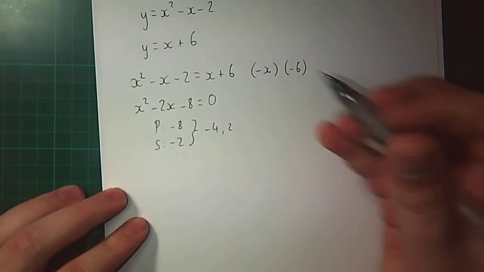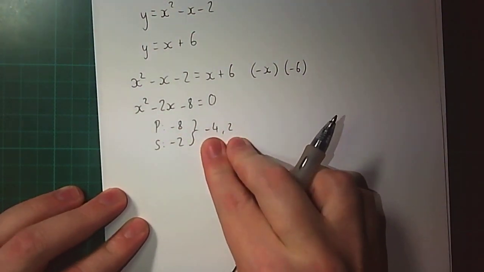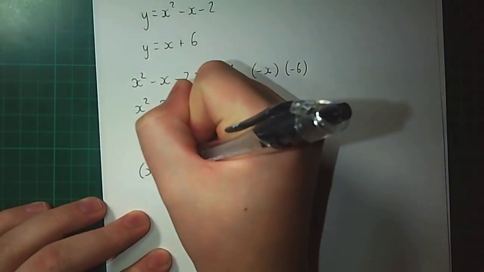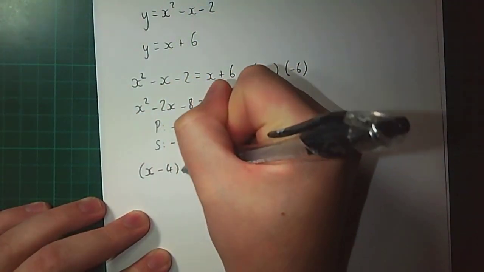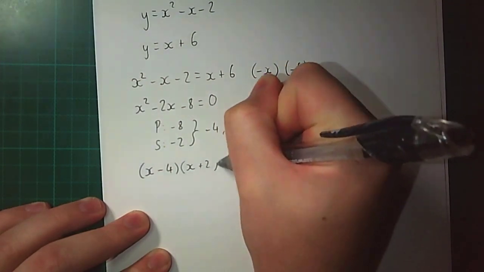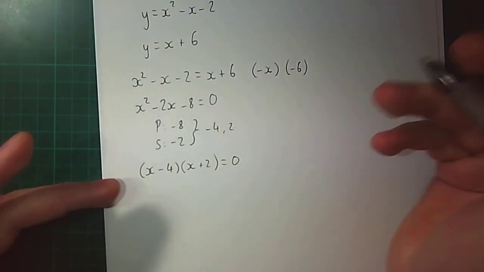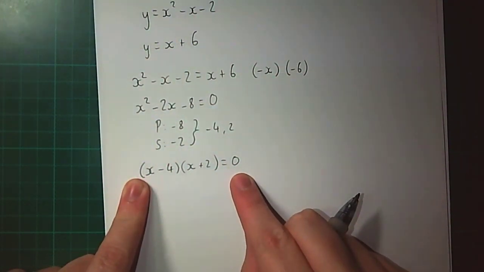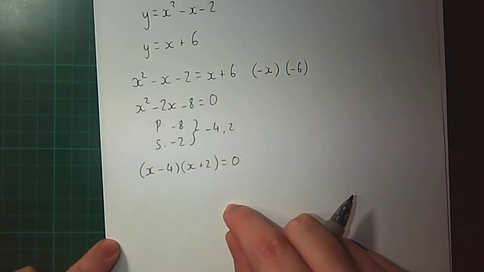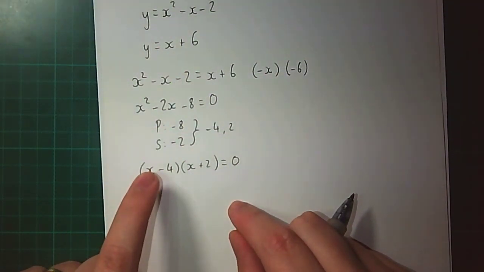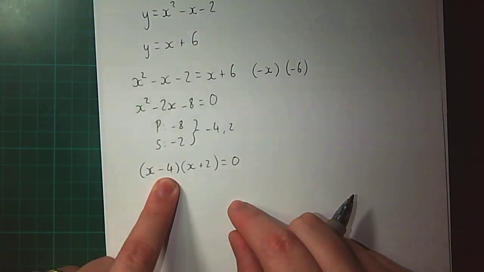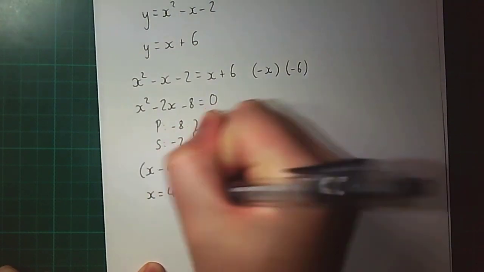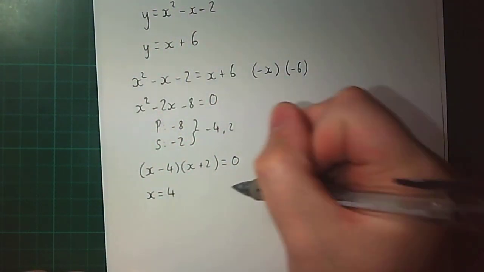So it works. Now that we've got that, I'm going to take these two numbers and pop them in brackets with an x. So we're going to have x minus 4, and then x plus 2, because that's a positive 2, and that's going to be equal to 0. The way we know this will work is that if one set of brackets equals 0, 0 times something is 0, and vice versa for the other. We can easily see that the x value is the opposite sign of the number in the bracket. So for this one it's going to be a positive 4, and for this one a negative 2.